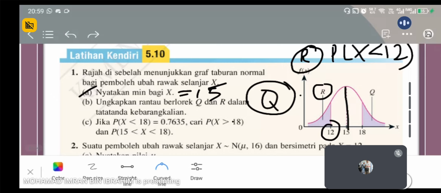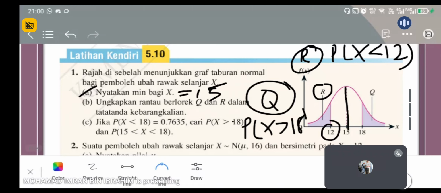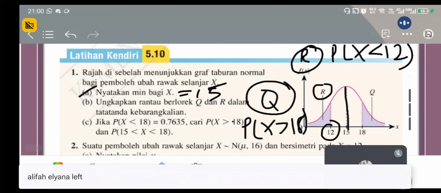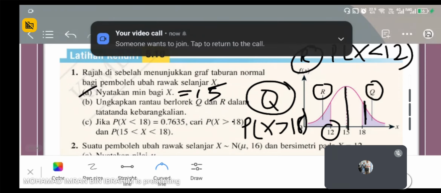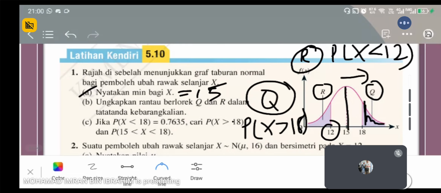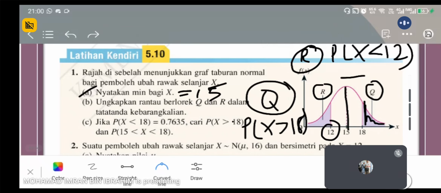So your Q will be, or we can say Q is the probability X is more than 18. Why? You guys can refer to the graph right here. So you can see Q is more on the right side, so that's why we say it like that. So from my understanding, this is how I understand it. Hopefully you guys know this too.